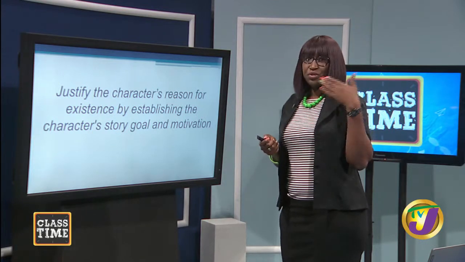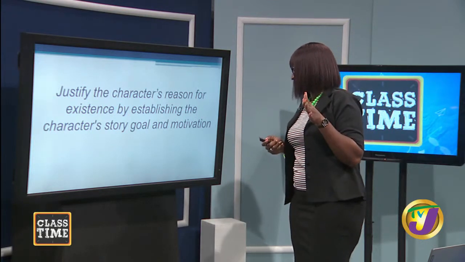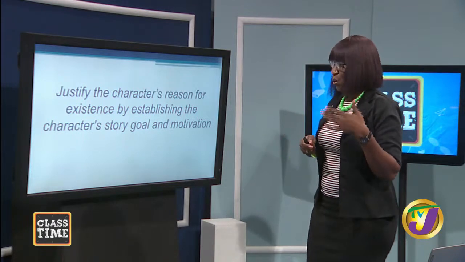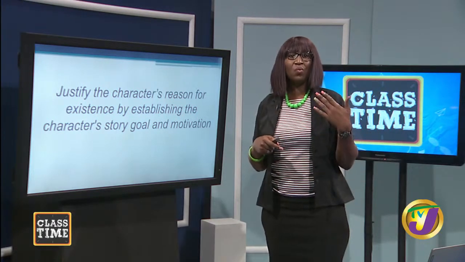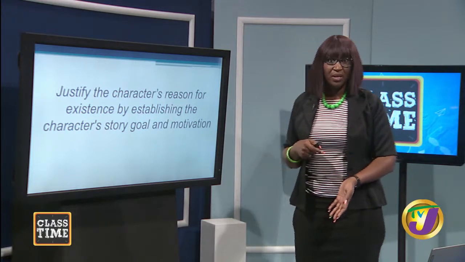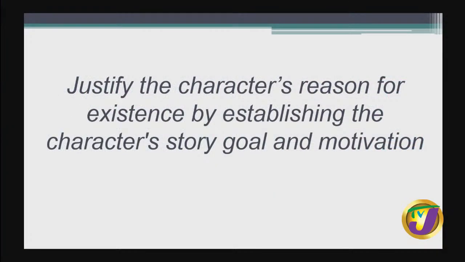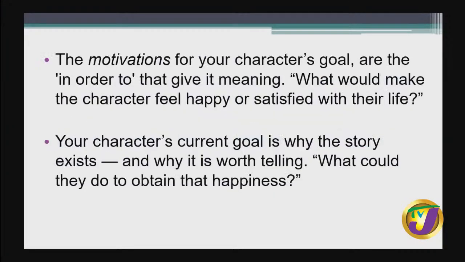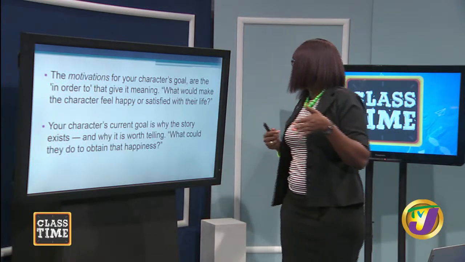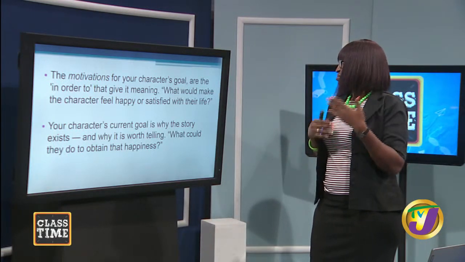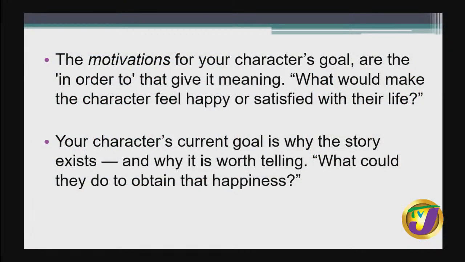So now, you're going to justify the character's reason for existence by establishing their story goal and their motivation. Why you have this character in your story. So what is the goal that they have? What is the motivation behind it? Motivation is where, in order to give them some meaning, you're going to think of why it is that John Brown has to do this or has to do that. What would make him feel happy? What would make him feel satisfied?